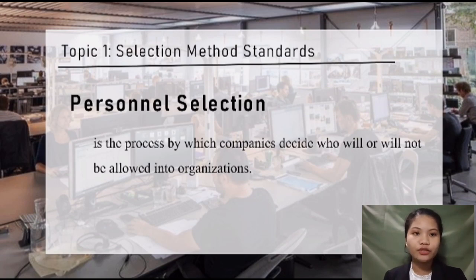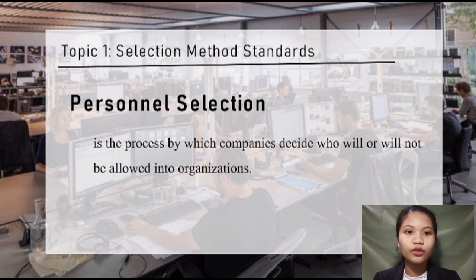Topic 1, Selection Method Standards. Why is selection important to one's organization? Selection is an important process because hiring good employees can help increase the overall performance of an organization. Personnel selection is the process by which companies decide who will or will not be allowed into the organization. Usually, it is done if the organization needs manpower or a replacement in a vacant position.